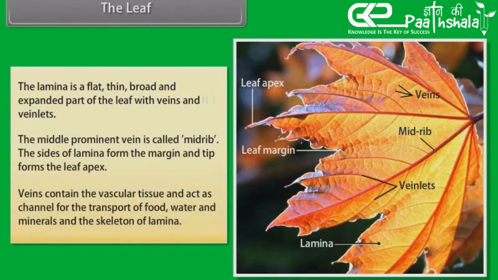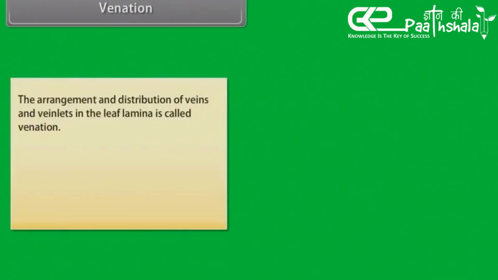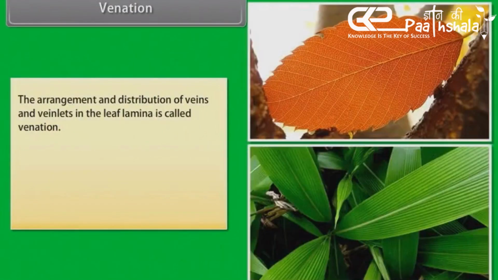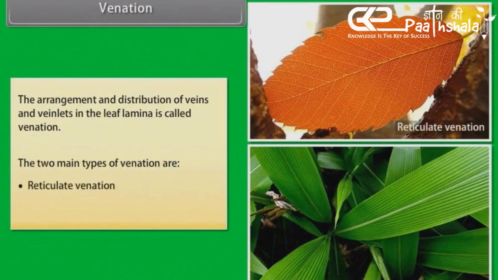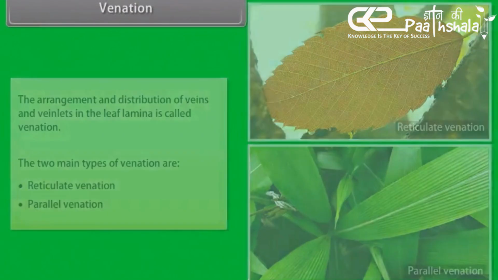Veins contain the vascular tissue and act as channel for the transport of food, water and minerals, and the skeletal of lamina. Venation. The arrangement and distribution of veins and veinlets in the leaf lamina is called venation. The two main types of venation are reticulate, parallel.